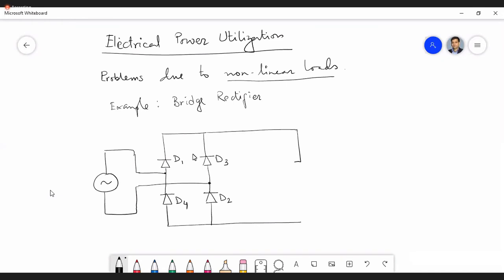And here I have the load. Let us take a resistive load through which the load current is flowing. Now to call it a nonlinear load, we have to see the characteristics of voltage versus current at the input. So therefore, you have to measure this current, the source current, and this is the source voltage.